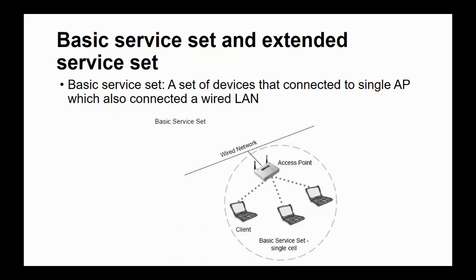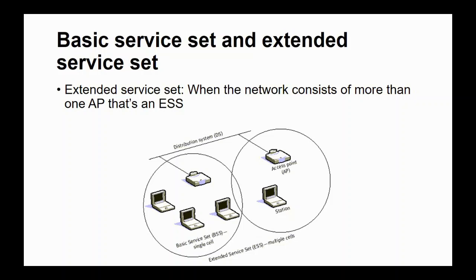There are two types of service sets. A basic service set is a set of devices connected to a single AP which is also connected to a wired LAN. When the network consists of more than one AP, that's an extended service set. So an ESS covers a large area compared to a BSS.